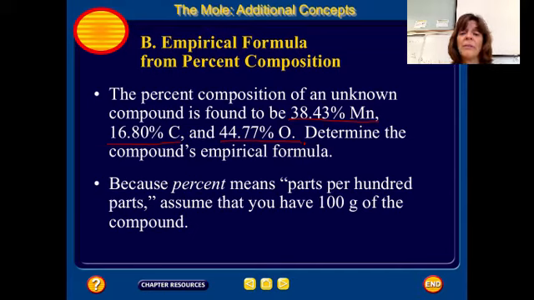Because percent means part per 100 parts, let's make the assumption that we have 100 grams, and that'll make it easier. So if we say we have 100 grams of the whole thing, then we'll know we have 38.43 grams of manganese, 16.80 grams of carbon, and 44.70 grams of oxygen.